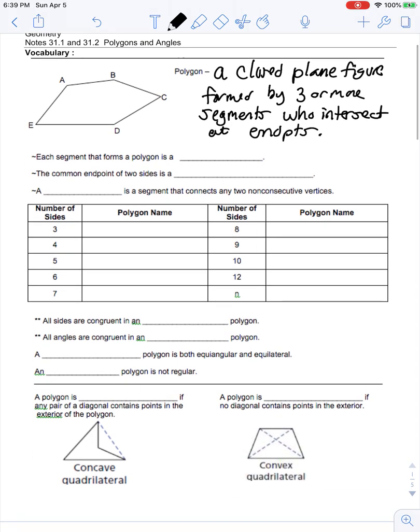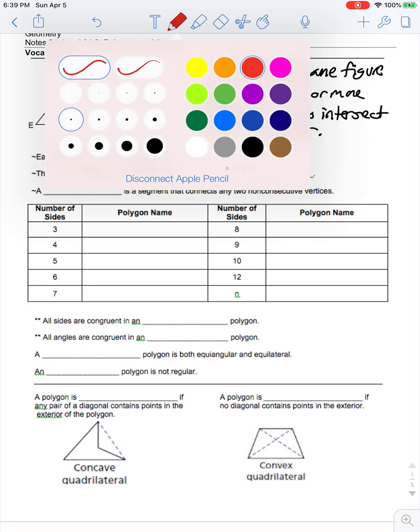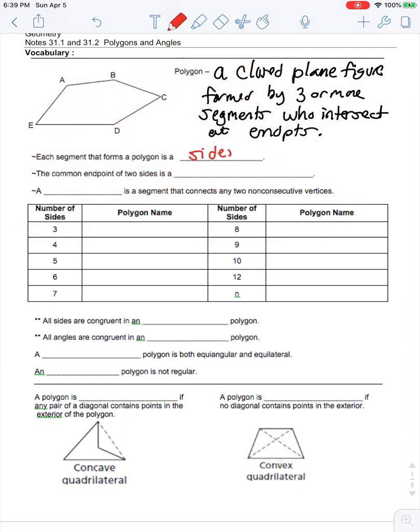Okay, there's a lot of vocabulary associated with these polygons that we want to go through and talk about here, so that as we go through some of the information about the polygons, you'll be able to follow along a little bit easier. Each segment that forms a polygon is simply referred to as one of the sides of the polygon. The common endpoint of two sides is called the vertex. And a segment that connects any two non-consecutive vertices is referred to as a diagonal.